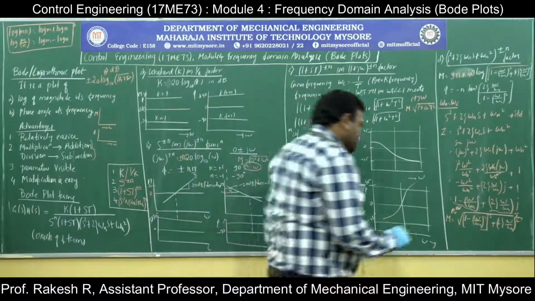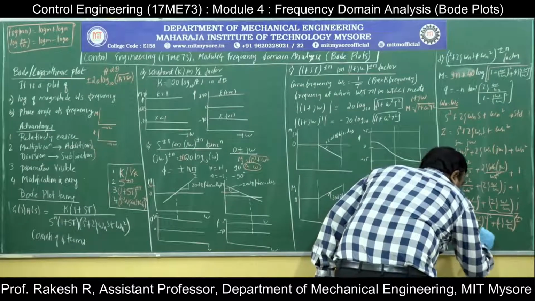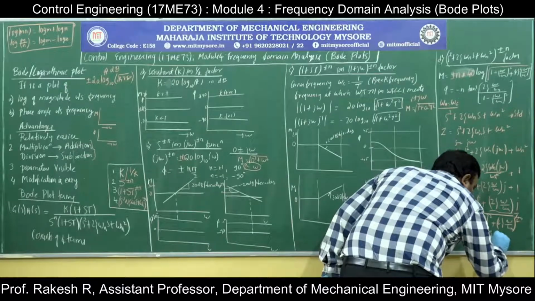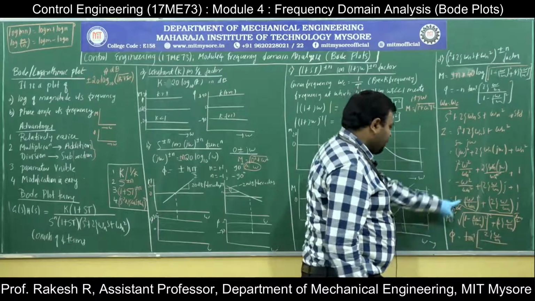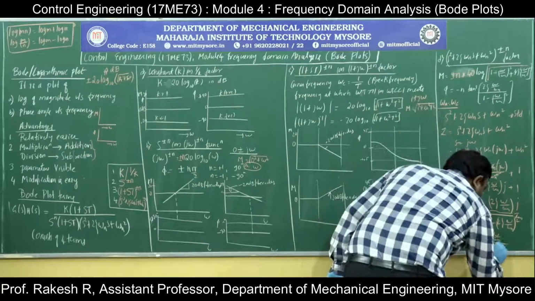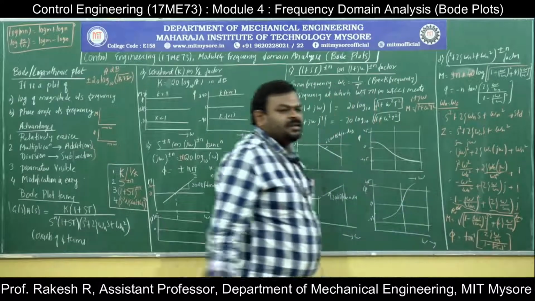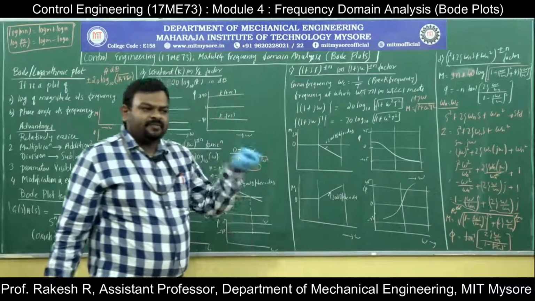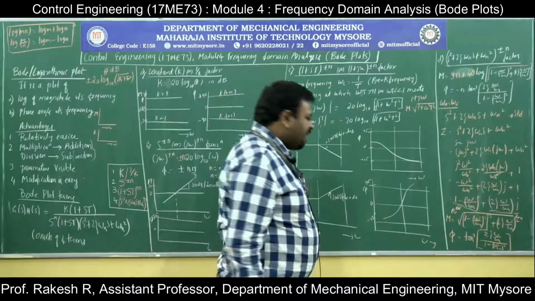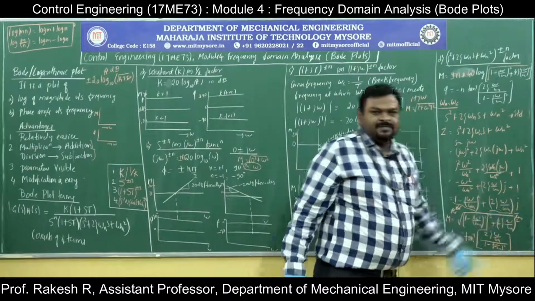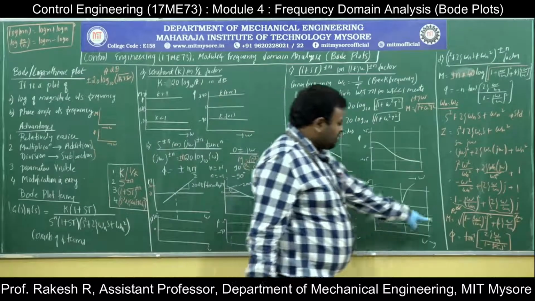What is the phase angle? The phase angle will be tan inverse of the imaginary part, 2 zeta omega by omega n, divided by the real part, 1 minus omega by omega n whole square. These are the expressions you will see in vibrations, with the same function located in the denominator. So this is how you get this value.